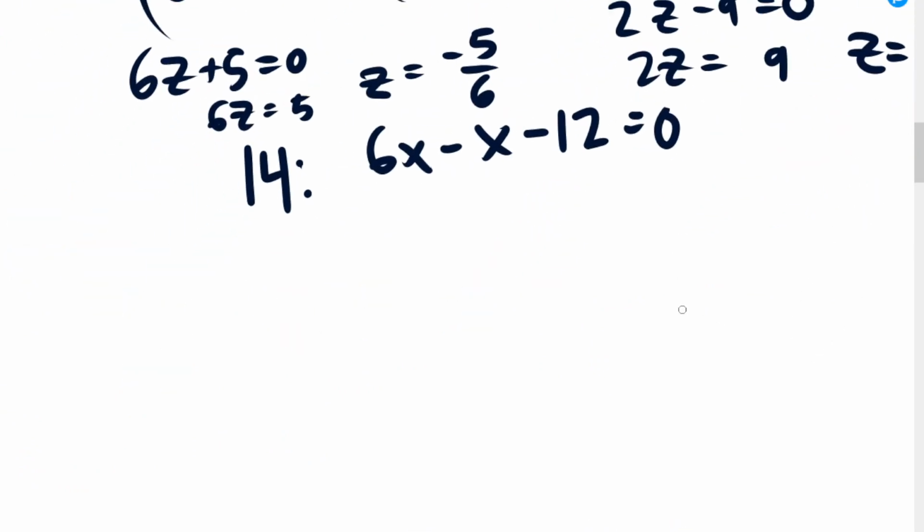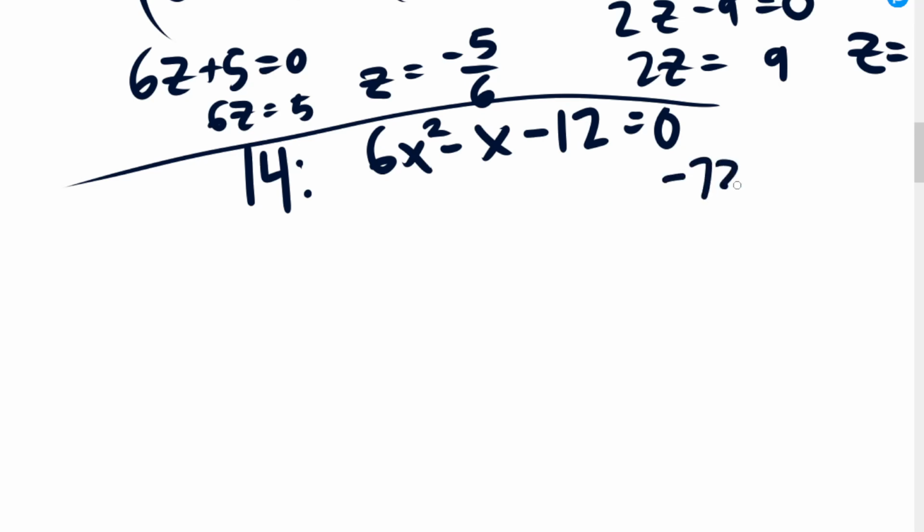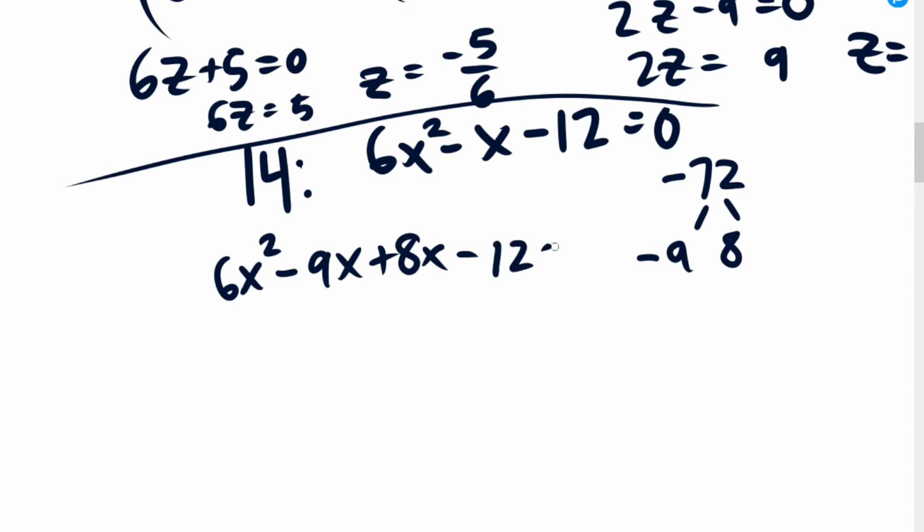Our next equation is this one. 6x squared minus x minus 12 is equal to 0. This one's going to be an AC method one again. I'm not sure how long I'll want to spend on this problem, but basically 6 times negative 12 is negative 72. Let's see, 9 and 8 are factors, and we want it to be negative, so we'll do this. So 6x squared minus 9x plus 8x minus 12 equals 0.